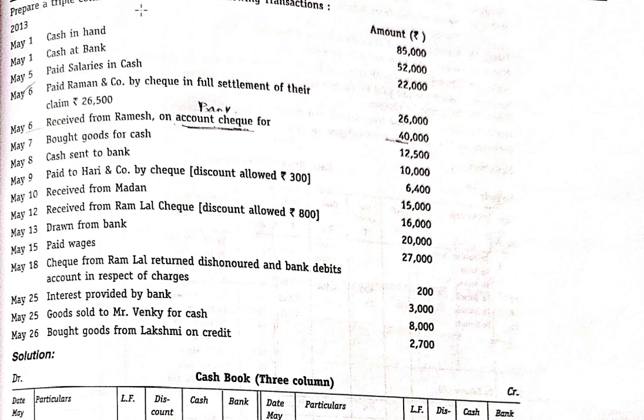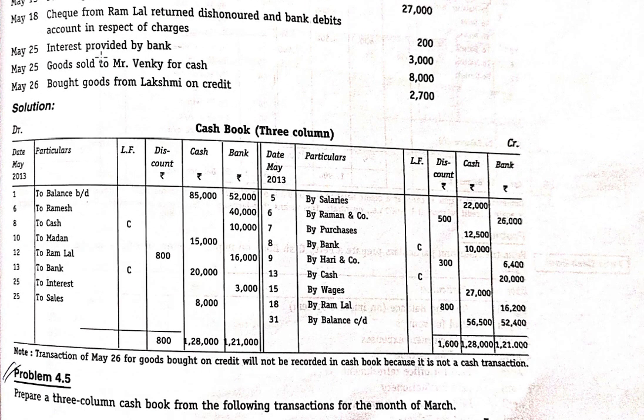So the first thing I should talk about: first see the double column cash book, then we have to jump to the triple column cash book. In the triple column cash book, this is the format. The debit side is expenses, the credit side will be income. Debit means date, particulars, ledger folio, discount allowed, cash, bank. Same thing here: date, particulars, ledger folio, discount, cash and bank.